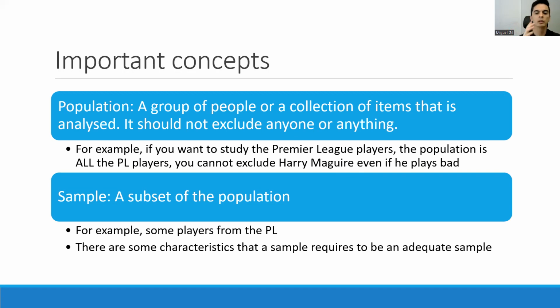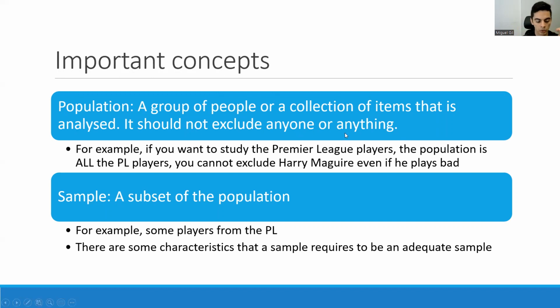What happens if you want to study football players in general? Then your population will be every football player in the world. And then it is tricky, right? Because if you just mention football players, then should you include amateur football players? Or should you include only professional football players, or only leagues that belong to FIFA? Then it gets more complicated, right? So the population is what you want to study, everything, not excluding anything.